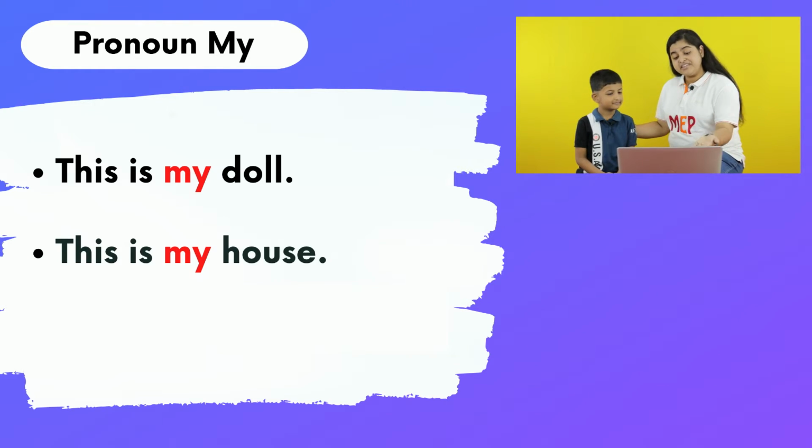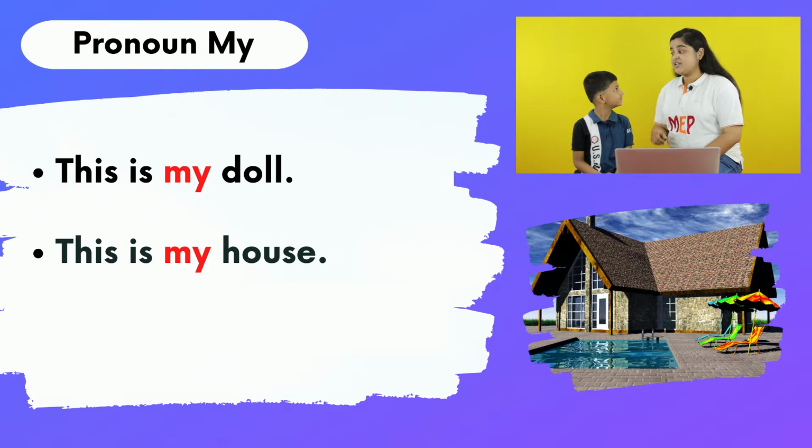So, Rudy, read the second example. This is my house. Absolutely correct. So, who is the speaker here? I am the speaker here. Absolutely correct, which means you are the first person because you are talking about yourself only. And why have we used the pronoun my? Because it shows that the house belongs to you.